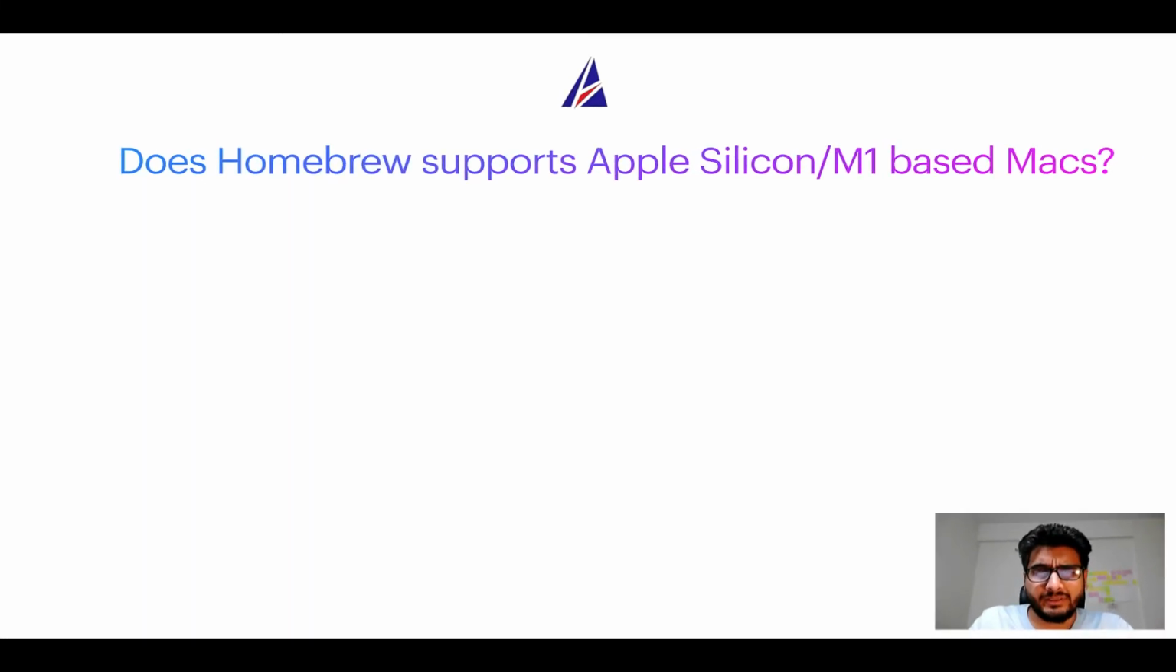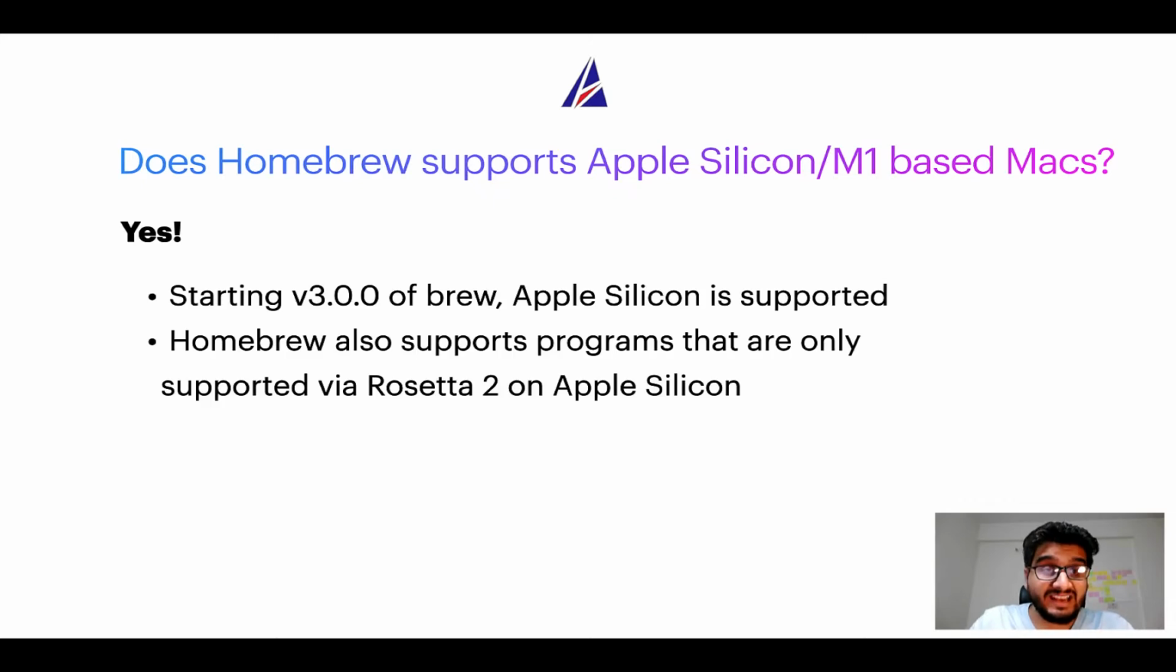Next question. Can you use Homebrew to install programs on Apple Silicon, more popularly known as M1 MacBooks? Again, yes. Starting with version 3.0 of Brew, Apple Silicon is now supported on Homebrew. In fact, Homebrew also supports programs that are at the moment only supported via Rosetta 2 on Apple Silicon.